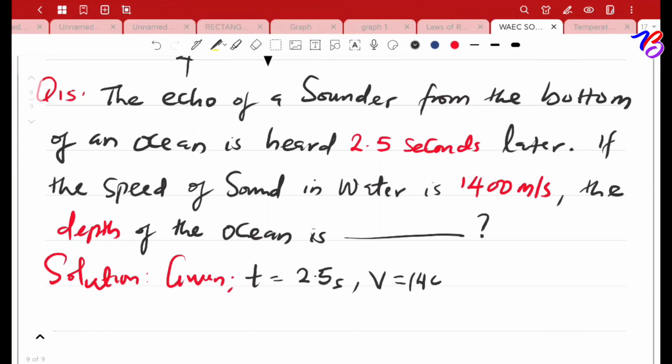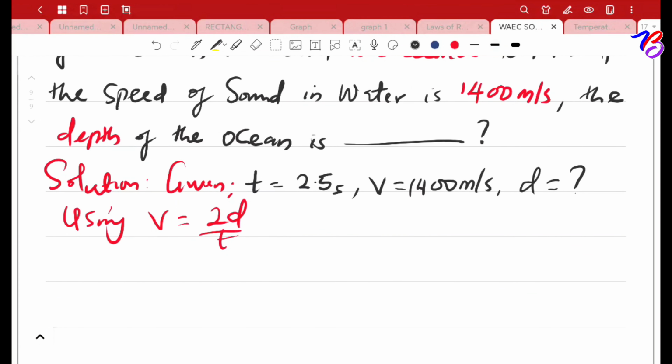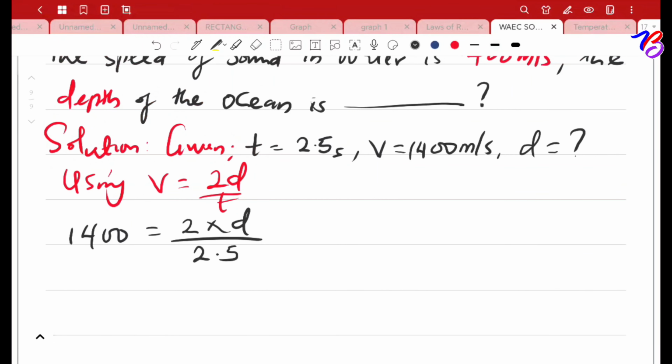Then number 2 of the triune component is the speed. Velocity is equal to 1400 meters per second. Then the third of the triune component is unknown. The depth is the same thing as the distance, which is unknown. So let's use a regular formula that will connect these triune components together. Using V is equal to 2D over T, we can substitute to say that 1400 is equal to 2 times D over 2.5. Our time is 2.5. So from here, we can cross multiply so that we have 1400 multiplied by 2.5 is equal to 2D.